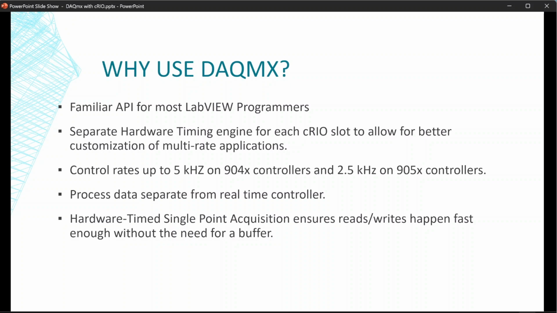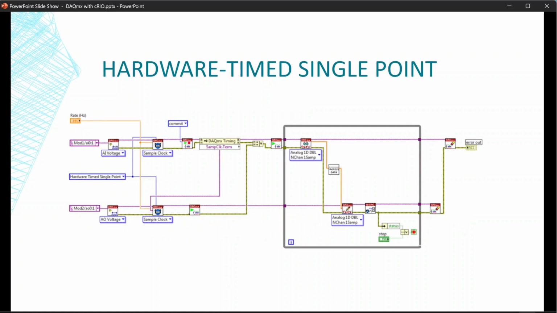You also can process data separate from the real-time controller, so you can build that into your tasks. And hardware timed single point acquisition can ensure that your reads and writes happen fast enough without even needing a buffer. So we'll look at what that looks like. So hardware timed single point. This is something that typically you're not really going to use on a Windows-based system, but it makes a lot of sense on CompactRIO.